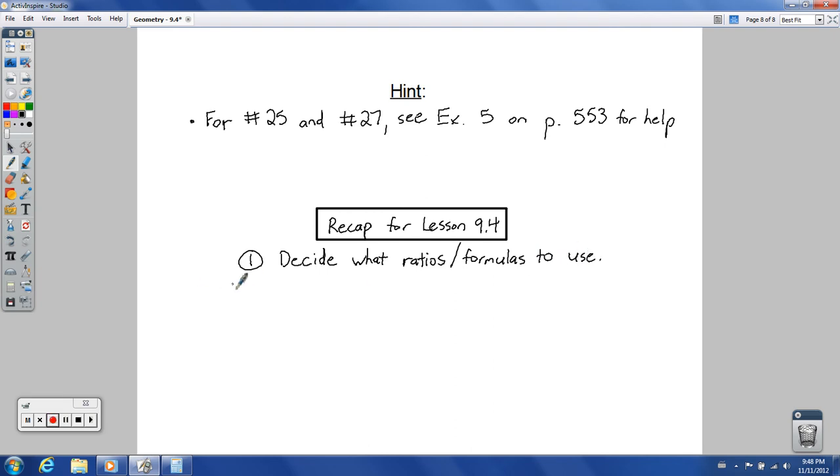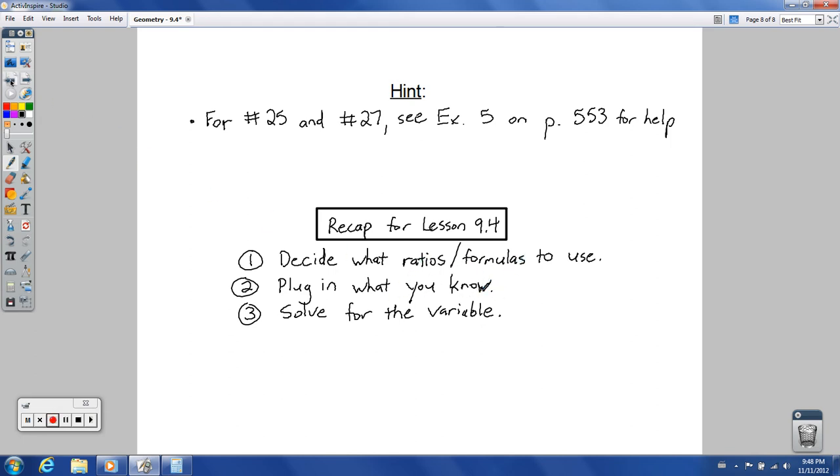And then from there, step 2, you're going to plug in what you know, if you're using the formulas. And then step 3, the final step, would be to solve for the variable. If you're using the ratios, you're kind of still plugging in what you know, and you're just putting them in with the ratios. They give you the same answer in the end. So ratios or formulas.